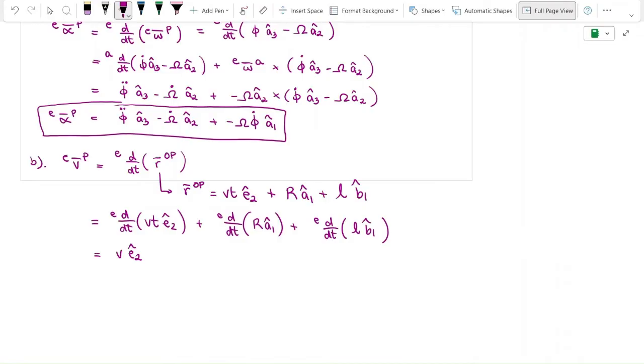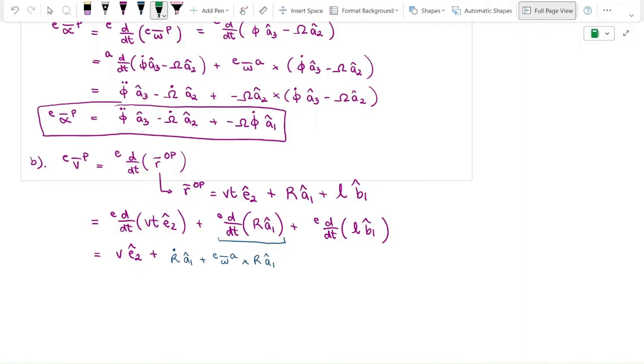Okay, so the next one is the R A1 hat term. I'm going to write this in this color. So this becomes R dot A1 hat, right? We apply BKE. We first take the time derivative in the frame it's written in, which is the A frame, plus the angular velocity of the A frame with respect to the E frame, crossed with the original vector. Great.